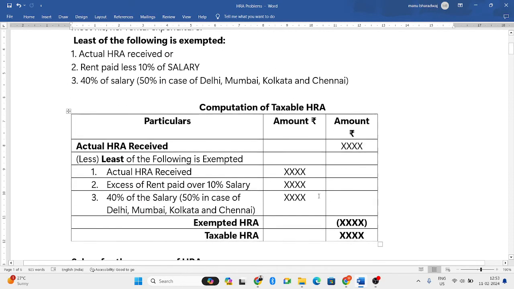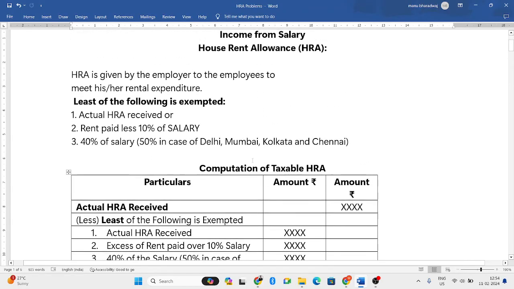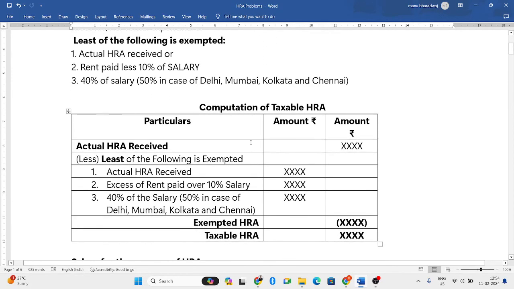So this is the format to calculate the taxable house rent allowance. Hope you have understood the format very well. In my next video, I'll start the problems based on house rent allowances.